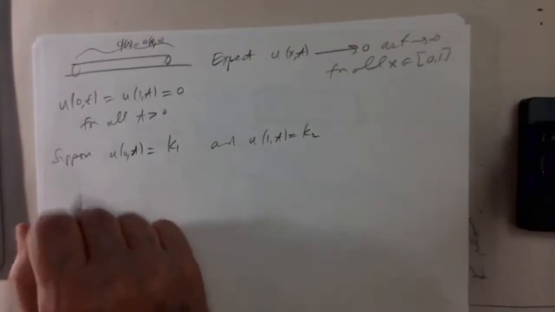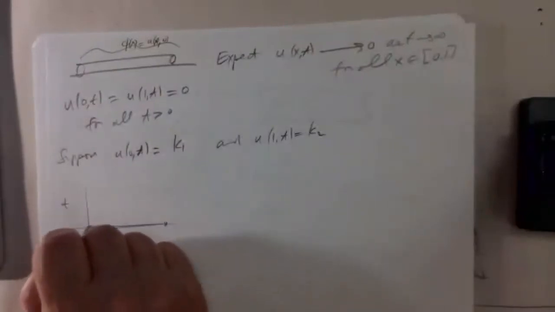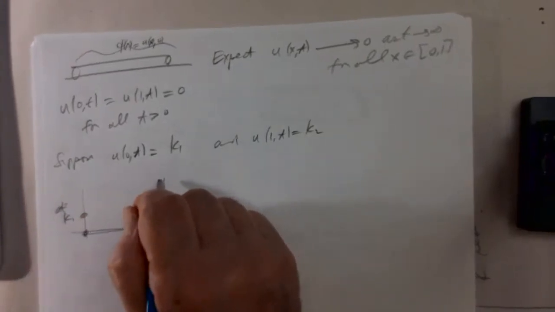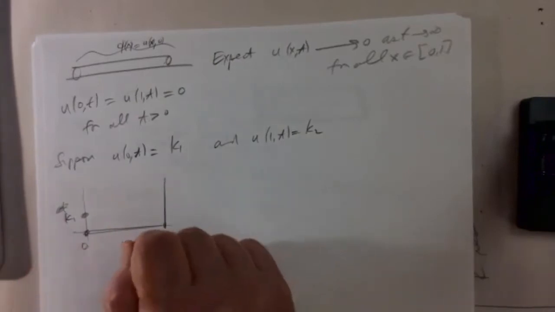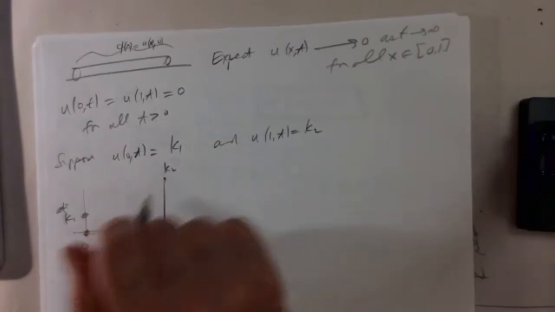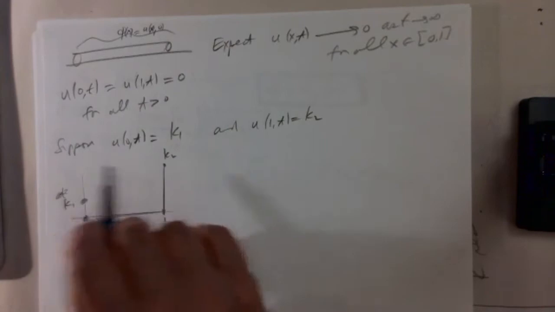So this is temperature, this is x. At x equals 0, the temperature is K1. At the other end of the rod, the temperature is K2. What would we expect to happen to the temperature along the rod as time increases?